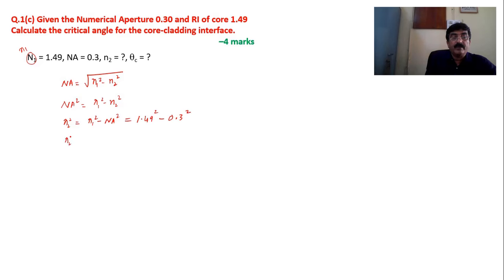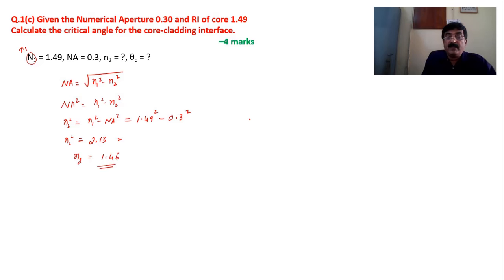Well, n2 square comes out to be, I will just do it for you, 1.49 square minus 0.3 square is 2.13. Please, you can try simultaneously. Root of this is 1.46. So n2 is 1.46. I have n2 and n1.